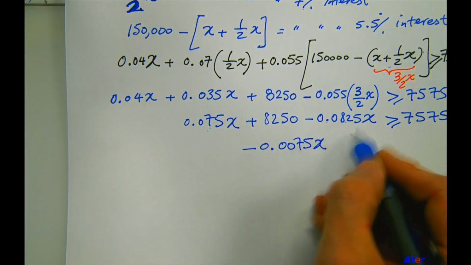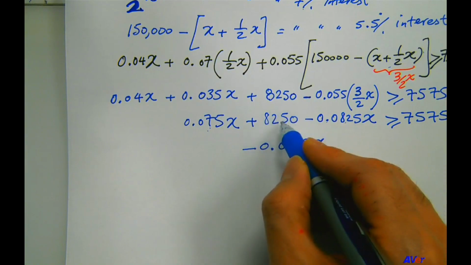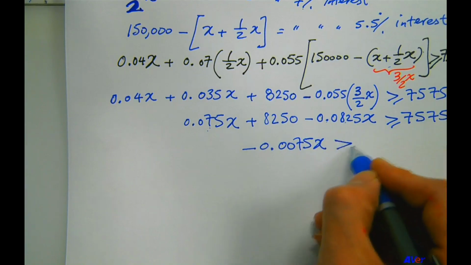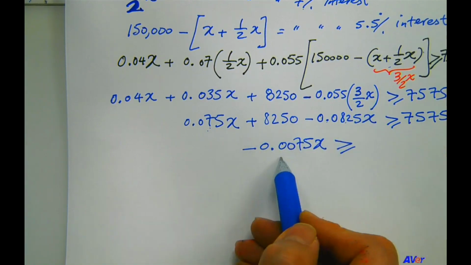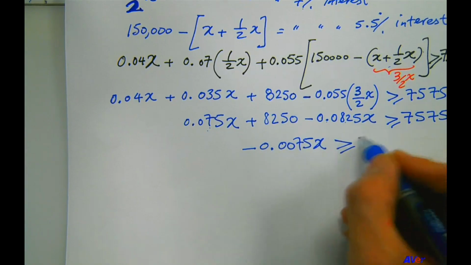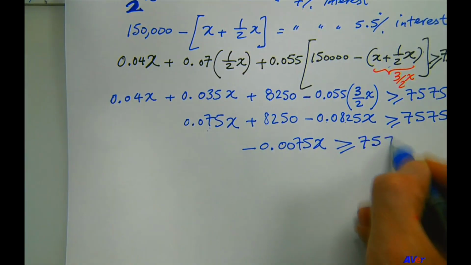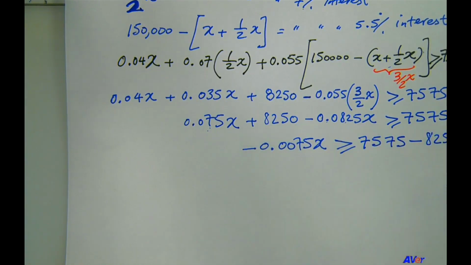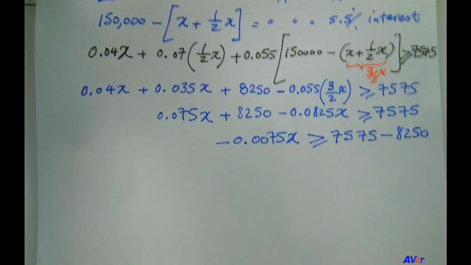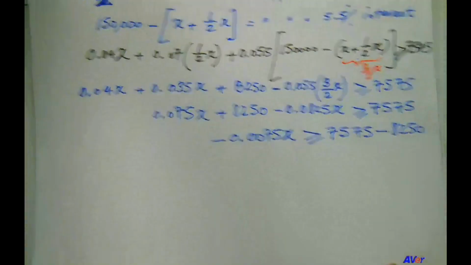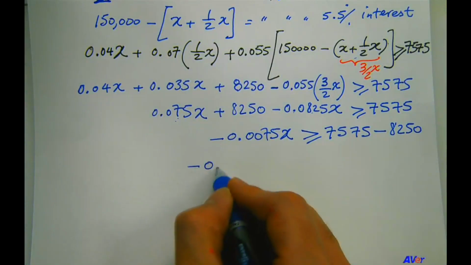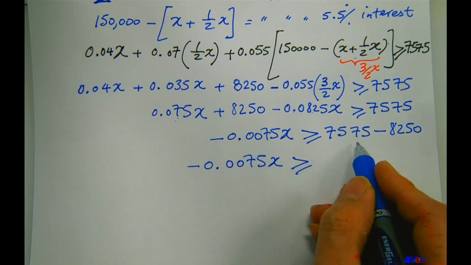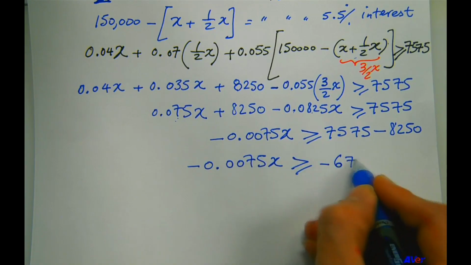And then let's move this 8,250 to the other side because it's a constant, right? That's how we solve inequalities. We keep the variable terms on one side, and we combine the constants on the other side. So 7,575 minus 8,250. Oops, I went off the screen there. All right, so minus 0.0075x greater than or equal to that number, which is minus 675.